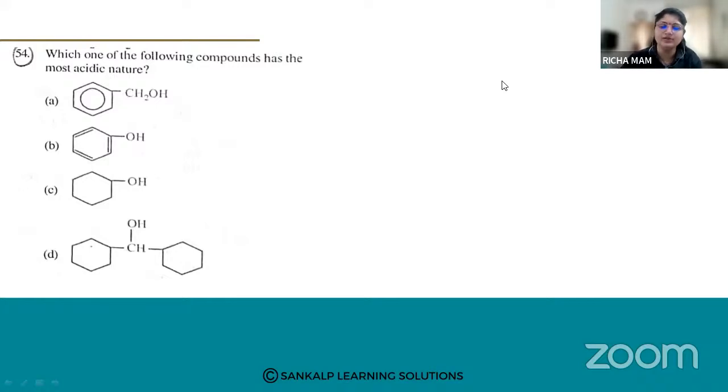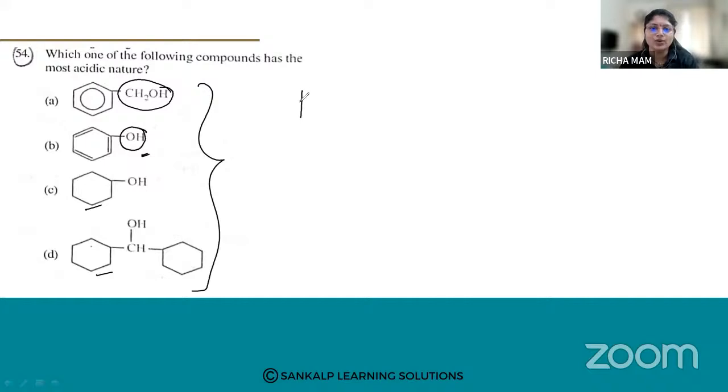Here we are considering benzyl alcohol, and here you have a phenol ring, and these are the bicyclic compounds. When we consider these four, we know that phenol is most acidic. Why is it most acidic? Because of its conjugate base.